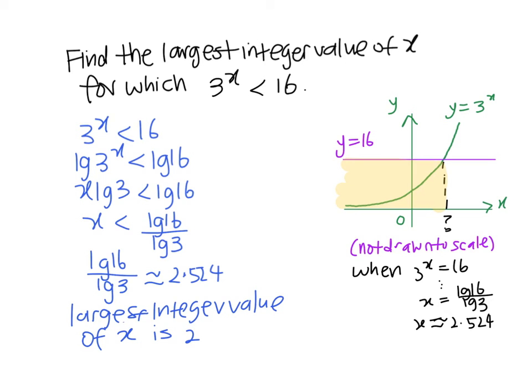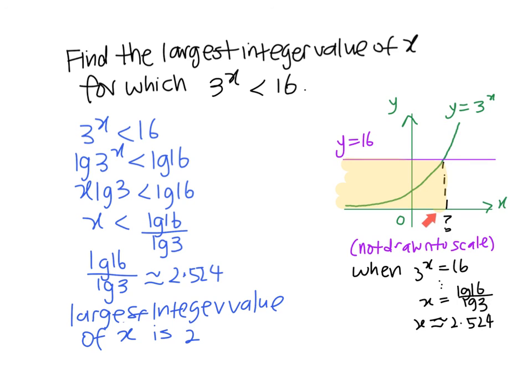From the graphical aspect, this will be the range of values of x such that 3 to the power x is less than 16. For this range of values of x, the curve is below the line y equals 16. At the point of intersection, 3 to the power x is equal to 16. Solving the exponential equation, we will arrive at x equals this fraction, which is approximately 2.524.